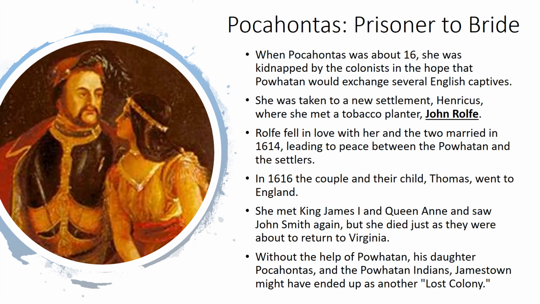When Pocahontas was about 16, she was kidnapped by the colonists in the hope that Powhatan would exchange several English captives. She was taken to a new settlement, Henricus, where she met a tobacco planter, John Rolfe. Rolfe fell in love with her, and the two married in 1614, leading to peace between the Powhatan and the settlers. In 1616, the couple and their child, Thomas, went to England.